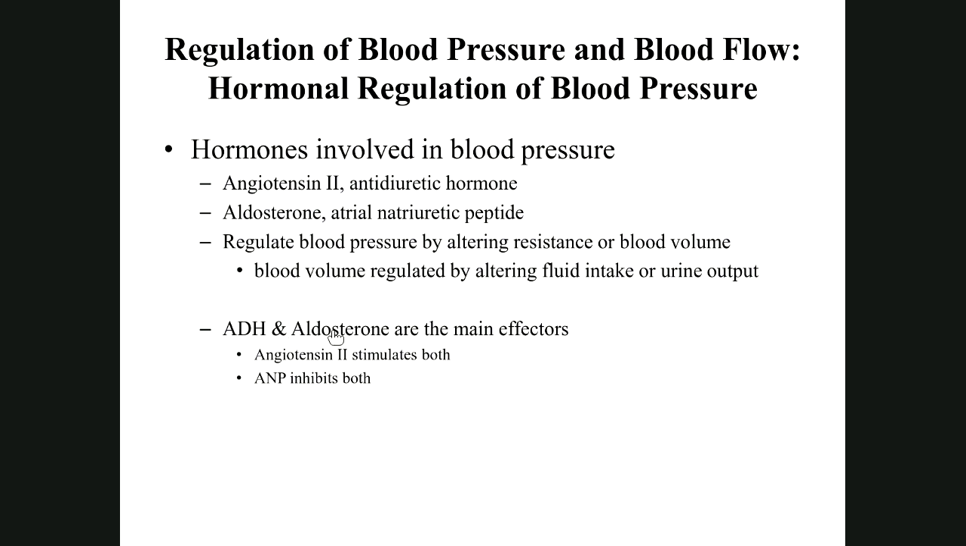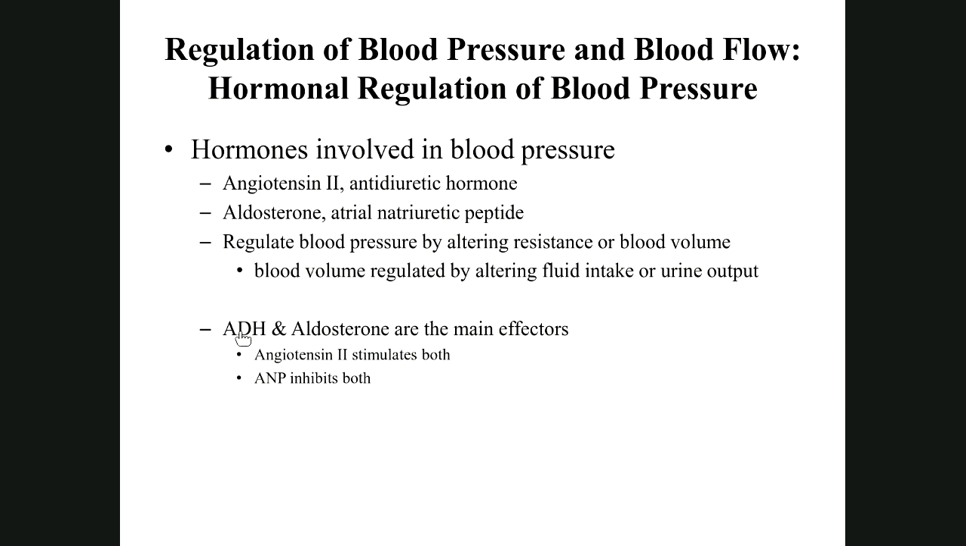So we're going to find out angiotensin 2, its job is to increase blood pressure. So one of the main things it does is it stimulates both ADH and aldosterone. Then we're going to find out ANP, atrial natriuretic, inhibits both of these. This thing is going to help lower blood volume and lower blood pressure. So there's our four hormones.